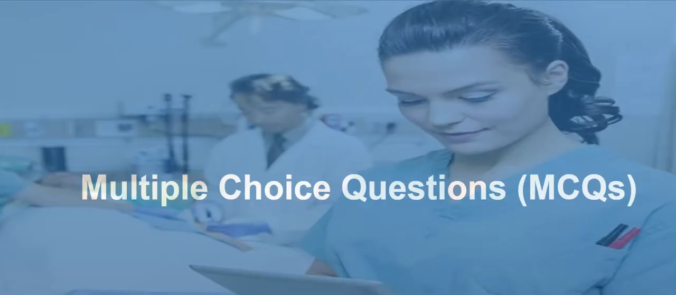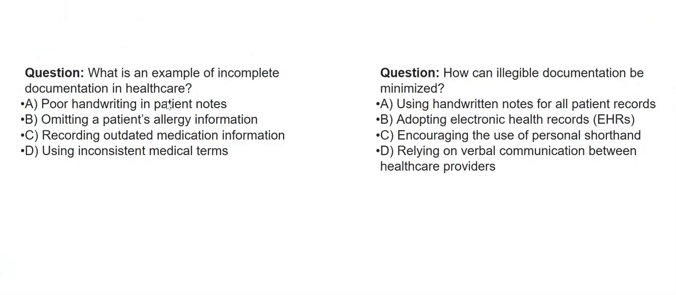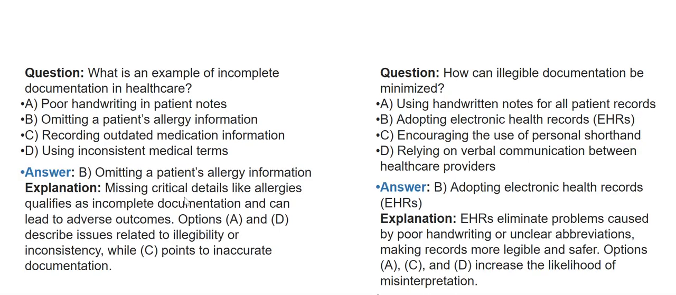Next, we will revise what we have covered in this lecture through some MCQs, or multiple choice questions. Question 1. What is an example of incomplete documentation in healthcare? A. Poor handwriting in patient notes. B. Omitting a patient's allergy information. C. Recording outdated medication information. Or D. Using inconsistent medical terms. The answer is B, as missing critical details like allergies qualifies as incomplete documentation and can lead to adverse outcomes.